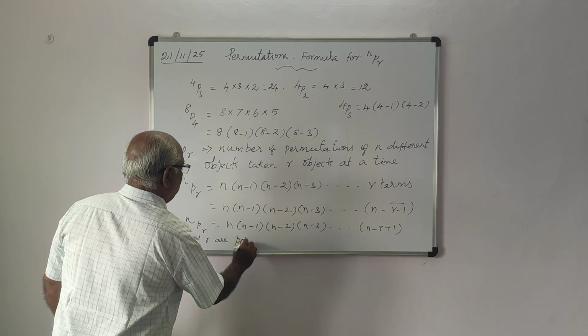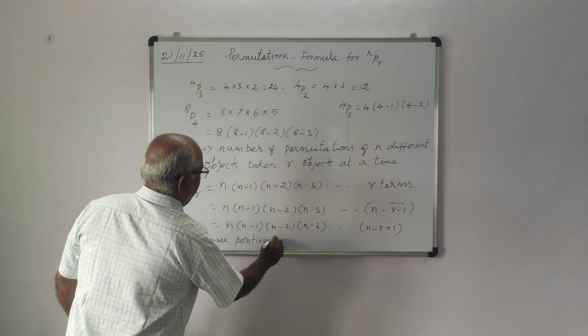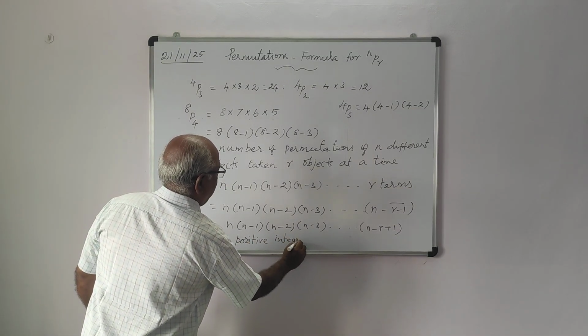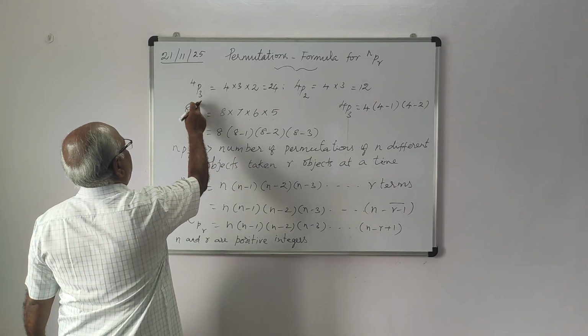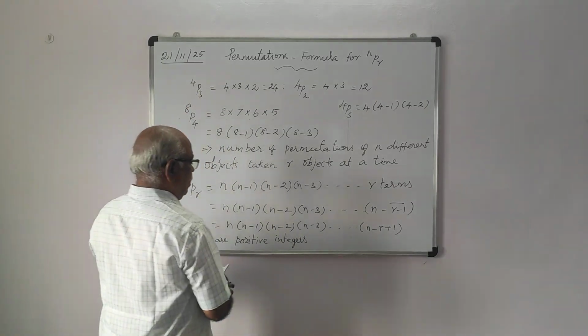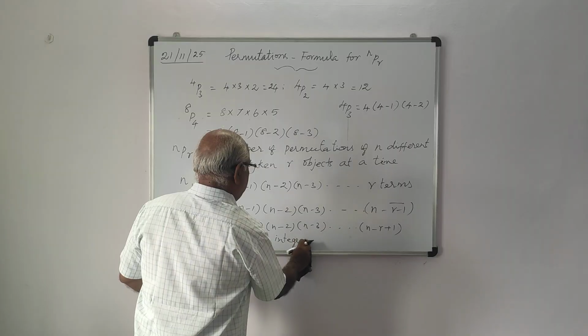N and R are positive integers. 4, 3, like that, 8, 4, like that. N and R are positive integers.